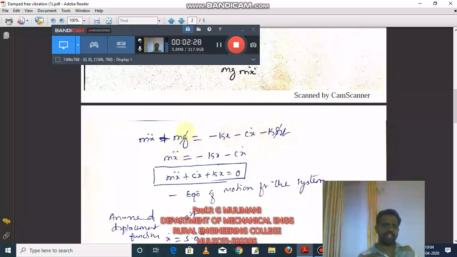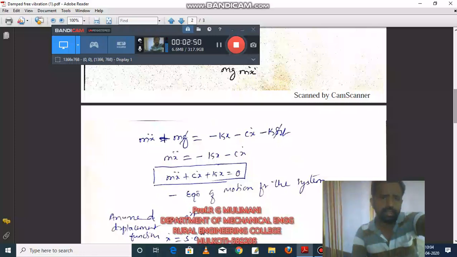At any time t, the magnitude of mg is always equal to k delta st, so they get cancelled. The remaining forces are m x double dot equal to minus kx minus c x dot. So it can be written as m x double dot plus c x dot plus kx is equal to 0. This is the equation of motion for the mass spring damper system.